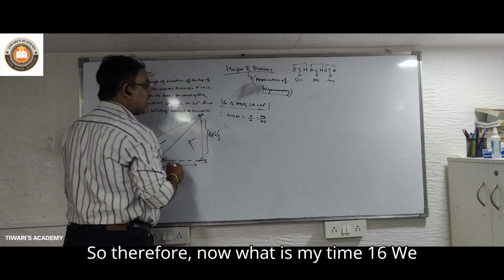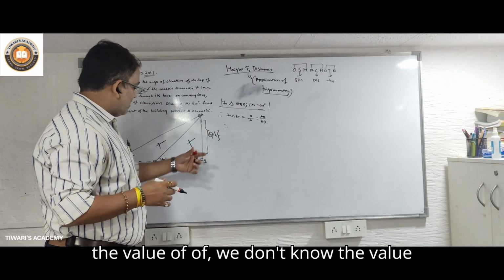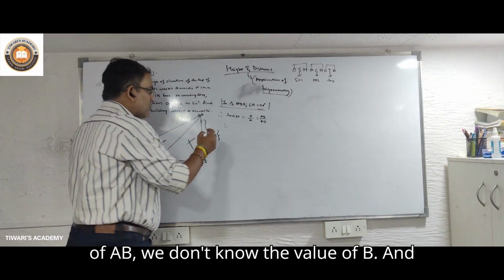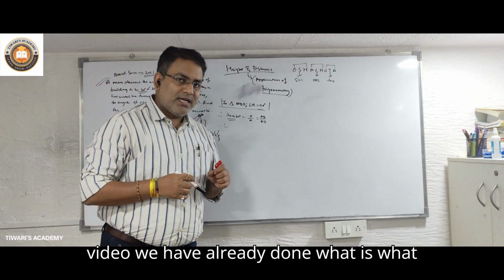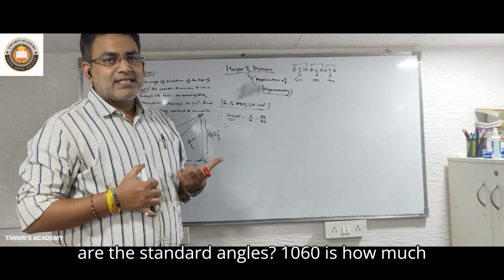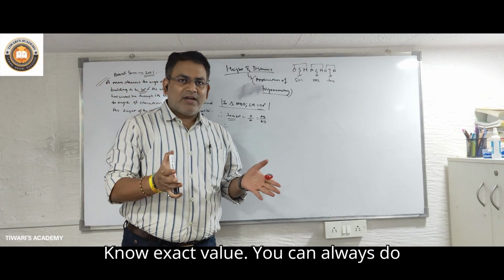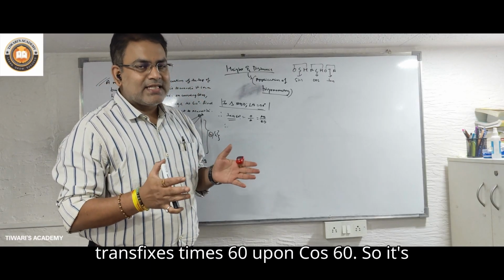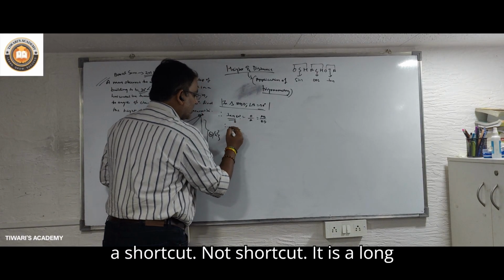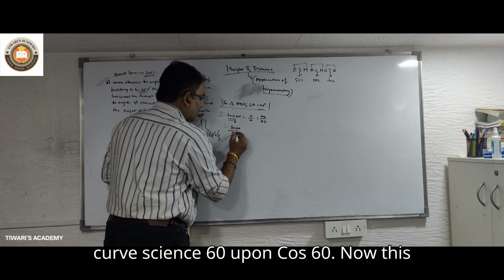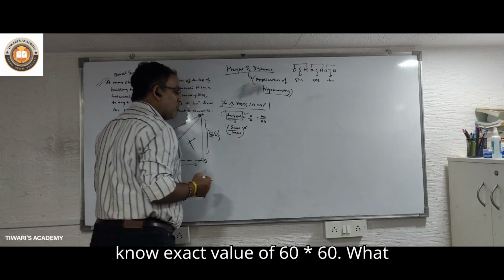Now what is tan 60? We don't know the value of X, AB or BD, and also what is tan 60. In the previous video we have already done the standard angles. Tan 60 is how much? If you don't know the exact value, you can always write tan 60 as sin 60 upon cos 60. It's a shortcut, not a shortcut, in fact it's a long cut.